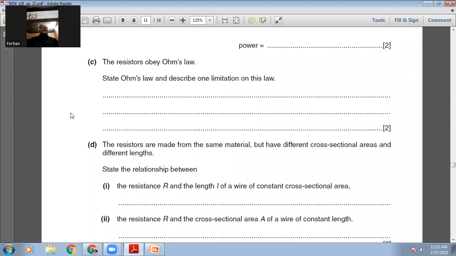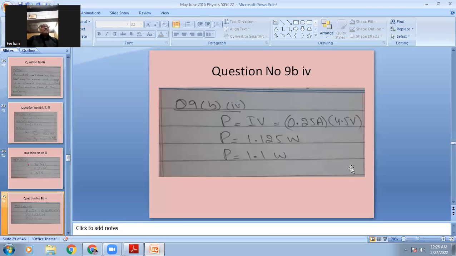So question number 9 and its C part. The resistor obeys Ohm's law. State Ohm's law and describe one limitation on this law. The voltage drop across a resistor is directly proportional to the current flowing through the resistor, provided that the physical conditions of the resistor do not change. V equals IR is its formula.